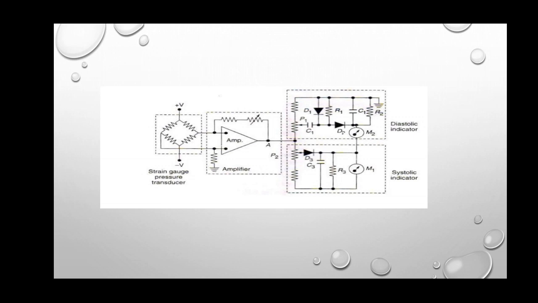At the positive peak value we have the systolic pressure. The meter will be continuously displaying the systolic pressure. The systolic indicator displays the pressure value. Or else, when the output is at negative peak value, diode D2 will be on, the capacitor will be charging, and the M2 meter displays the diastolic pressure. The diastolic indicator displays the diastolic pressure values.